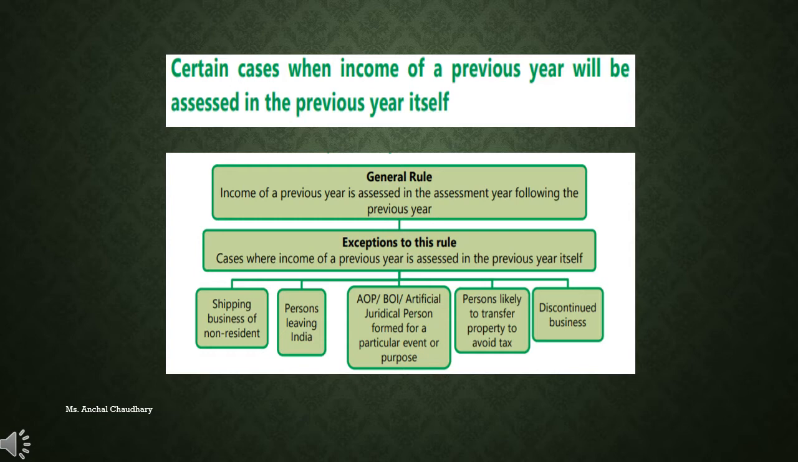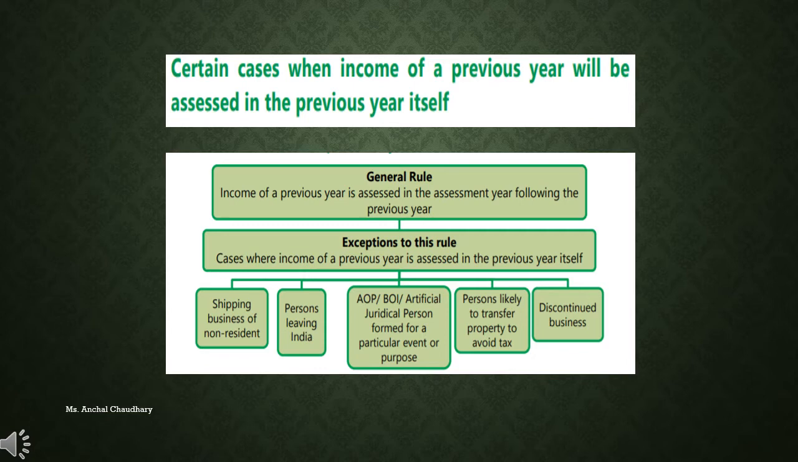Certain cases when income of a previous year will be assessed in the previous year itself. Whenever you are computing the tax of the previous year's income and you are taxing that income in the previous year only. The general rule says that income of the previous year is assessed in the assessment year following the previous year, right? So it's your general rule. Whenever you are taxing the amount of income of the previous year, you are taxing that amount in your assessment year. But there is an exception to this rule, which is in the following circumstances.